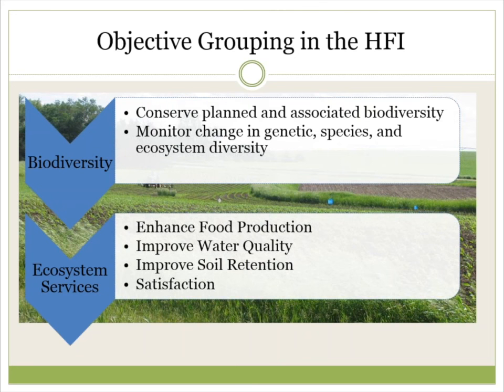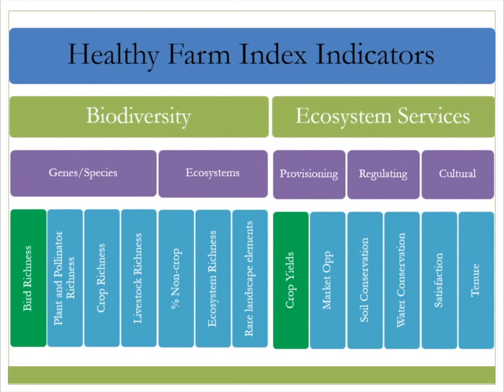From an ecosystem service perspective, what do we want from biodiversity? We want improved soil quality. We want satisfaction from the land. We want to maintain food production. What we have with the Healthy Farm Index is a group of indicators broken into our different levels of biodiversity and different types of ecosystem services, where a farmer can go through and set their individual targets.